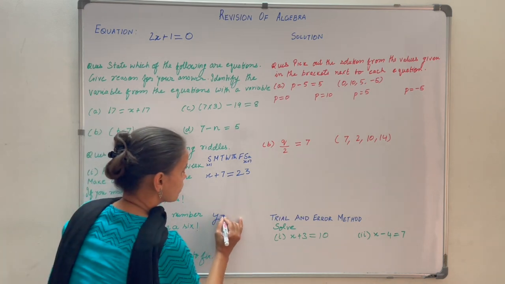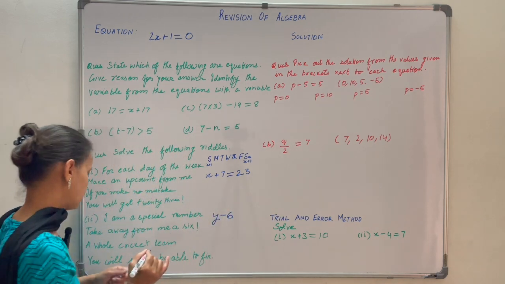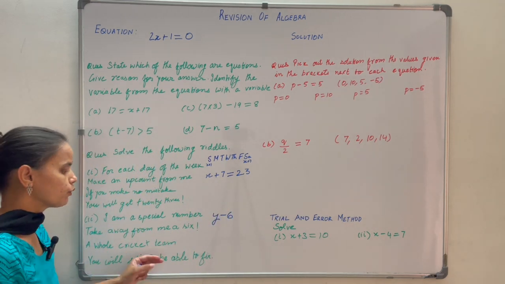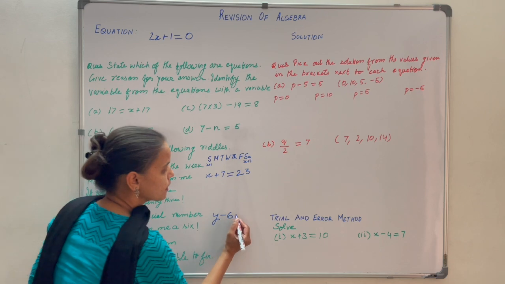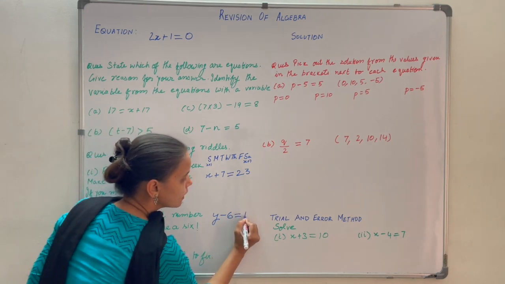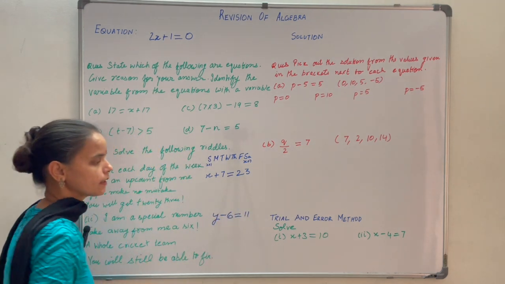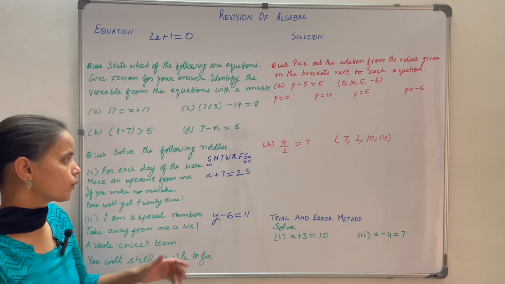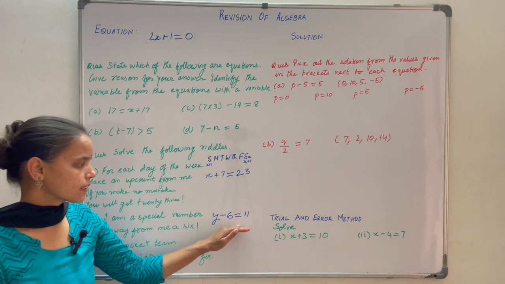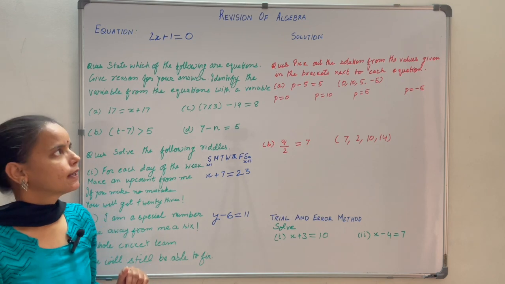From y you have to take away 6. A whole cricket team you will be able to fix. That means that is equal to 11. There are 11 players in a cricket team. So the equation framed is y minus 6 is equal to 11.